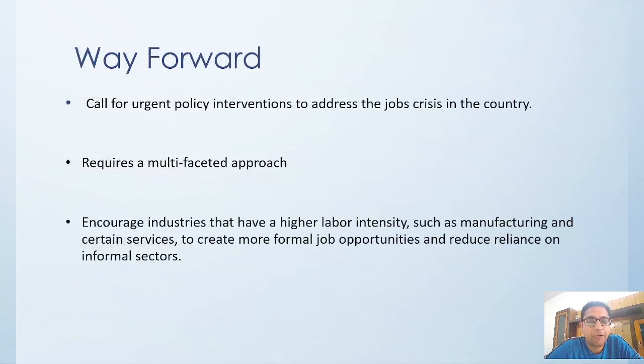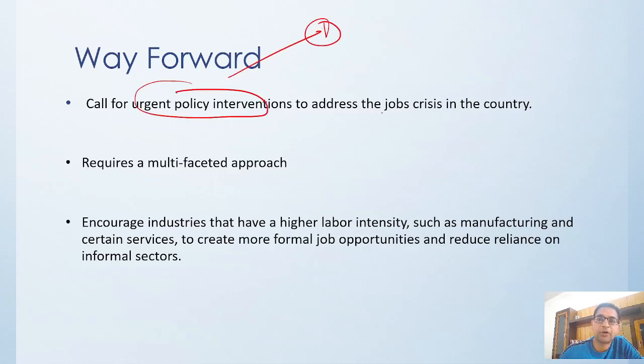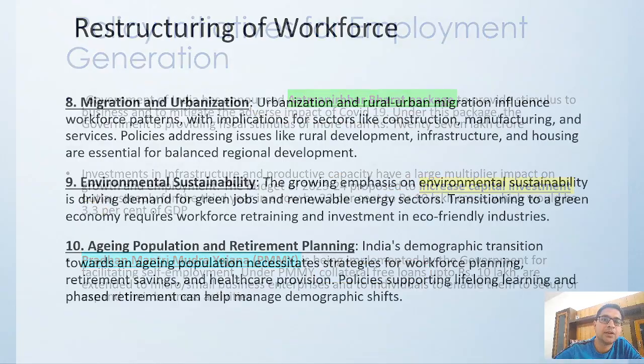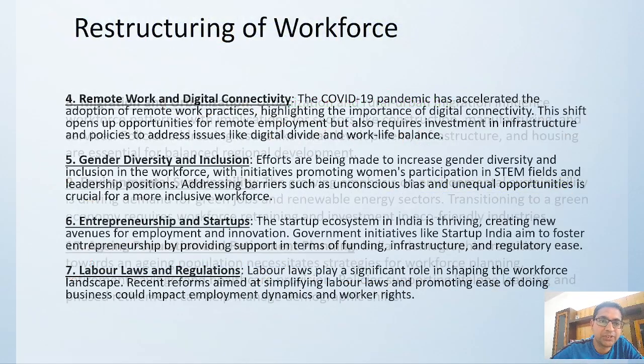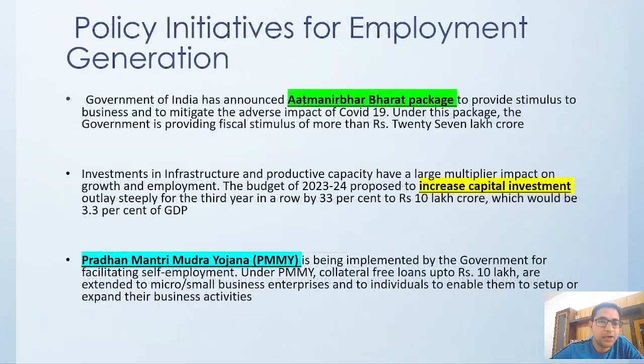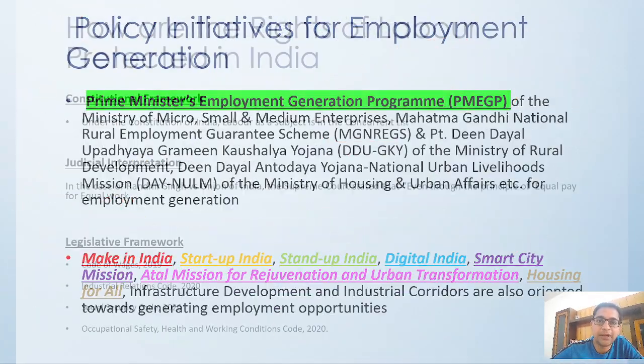Now what is the way forward, like what exactly we want to achieve? There are three important points that we want to achieve. First of all, urgent policy intervention on the part of the government that we need in order to tackle the job crisis. Multifaceted approach, we have already discussed. What is the multifaceted approach? Here, restructuring of the workforce. This is also called multifaceted approach. You have to write these 10 points, what approach you can take.